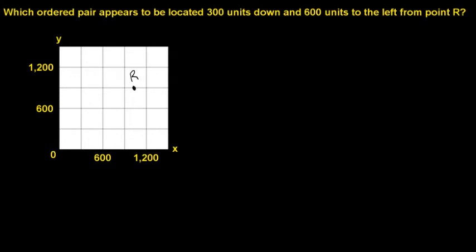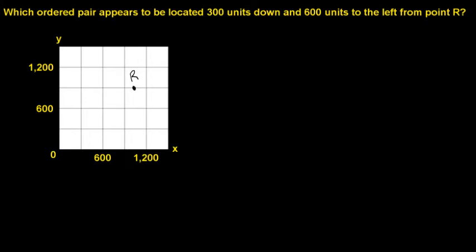Alright, here is our second question. Which ordered pair appears to be located 300 units down and 600 units to the left from point R? Wow! Guys, if you didn't know, this would be a very difficult problem. I'm going to make this problem really simple for you. I'm going to explain a few concepts that will help you understand this. I'm really excited because I think that once y'all finish this video, you're really going to have a good understanding of this.